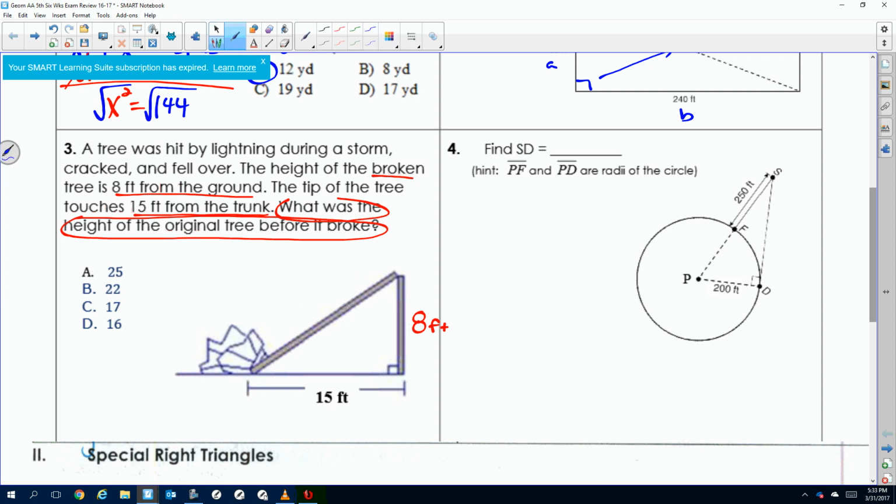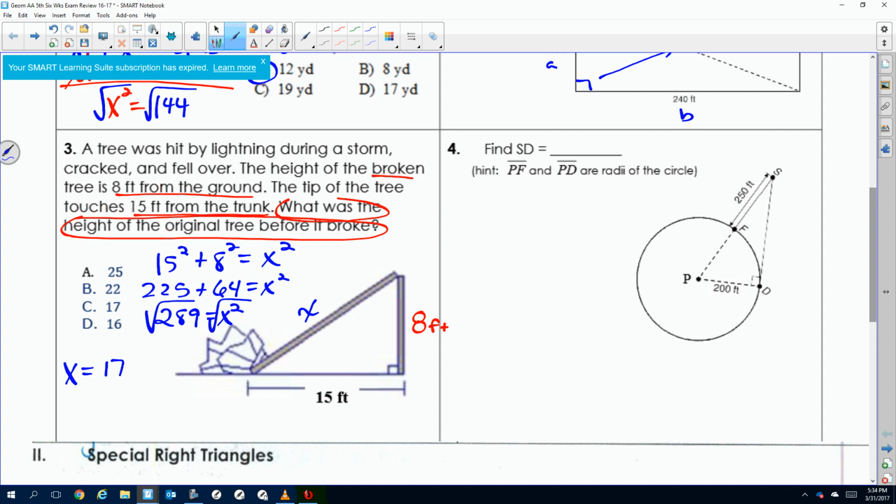Well, to get the original tree, I need to know this piece here. And that's where we're going to use our Pythagorean theorem again. We know we're going to do a squared plus b squared equals c squared, so we're just going to plug that in. We have 15 squared plus 8 squared is equal to x squared, which is our c squared. So we get 225 plus 64 equals x squared, and we get 289, I believe. Yeah. 289 equals x squared. But then we have to take the square root, and the square root of 289 is 17.